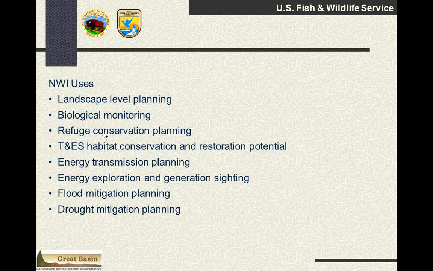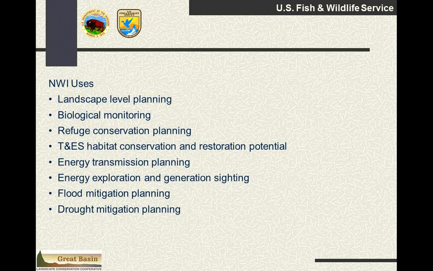A lot of wetlands and refuges use our NWI data, especially when it's up to date, in their conservation planning efforts. I talked about the threatened and endangered species. There's also energy transmission planning all throughout the western United States. People are generating and transmitting energy, and they need up-to-date information, especially for siting these new projects.